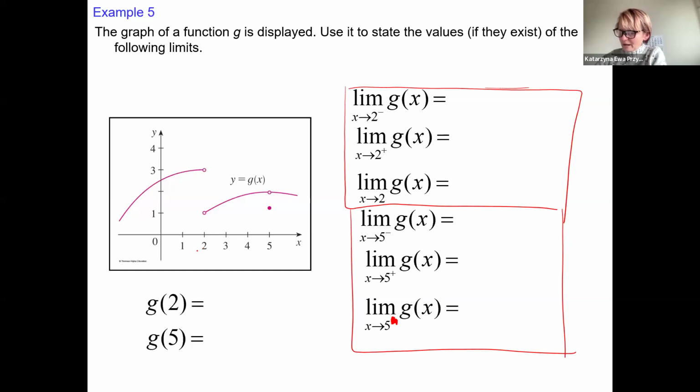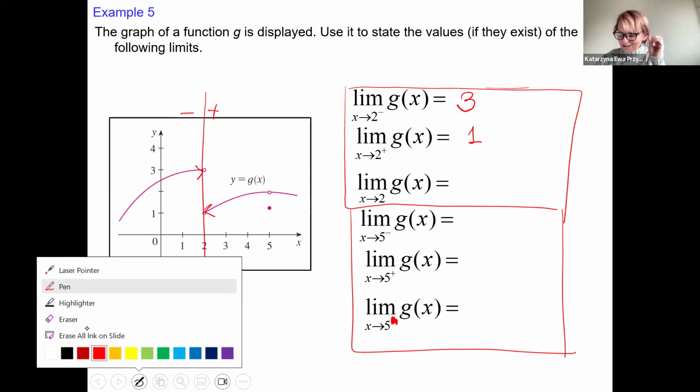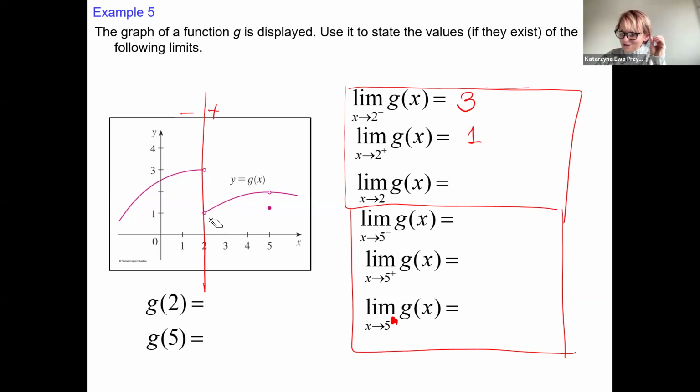Yes, from the left, we can see the function is approaching 3. Perfect. On the right-hand side, because we may draw a line, this is the left, this is the right, the function is approaching 1. We know all of these values, the arbitrarily small values, sufficiently close, okay?